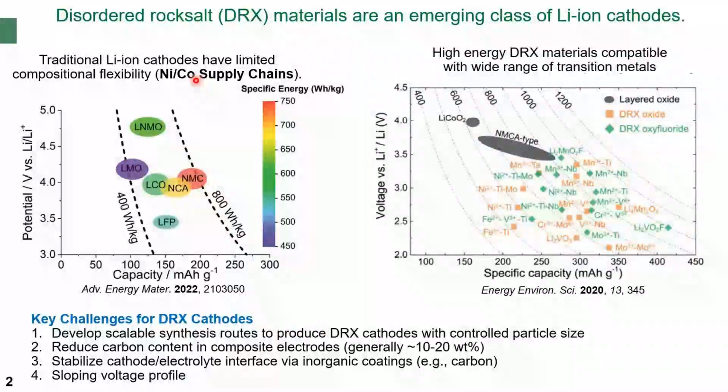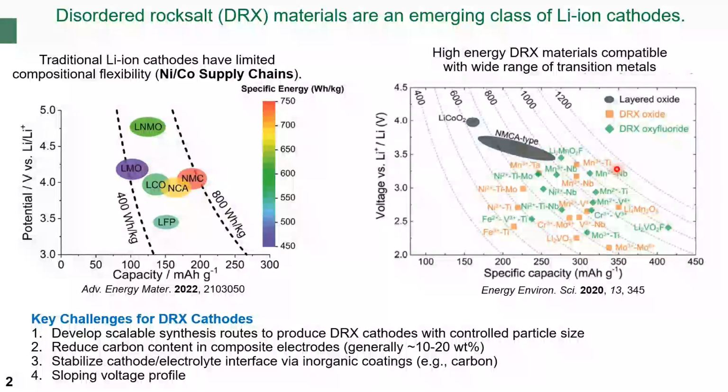So to decouple that bottleneck, disordered rocksalt materials are compatible with a much wider range of transition metal compositions. So you can attain high energy while using more earth-abundant resources. What I'll be primarily talking about today are manganese-titanium-based compositions. Here, manganese is the charge compensation redox center, and titanium is in a 4+ valence state, which helps to stabilize the DRX framework. So now, rather than having this specific crystallographic ordering of different cations, you have a random distribution of lithium and transition metal cations throughout the structure.